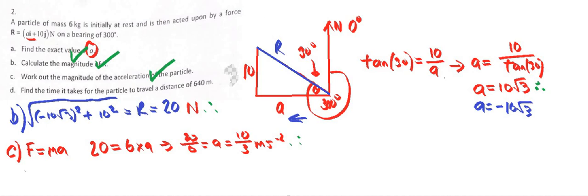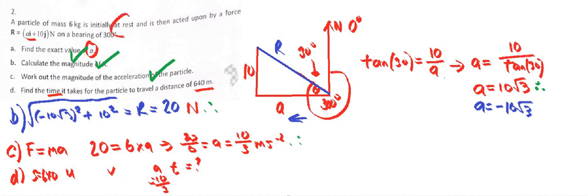Okay, now I've got D. D is asking for the time it takes for the particle to travel a distance of 640 meters. So again, if we use SUVAT, S-U-V-A-T, and the thing I want is t. I'm told that S is 640. Okay, I've worked out acceleration. Acceleration is 10 over 3, and the initial speed was 0 because it was at rest.